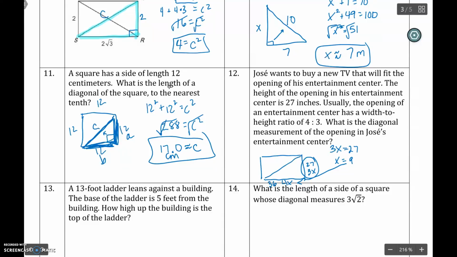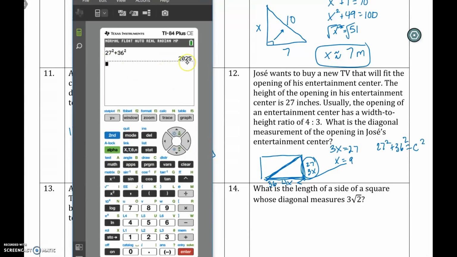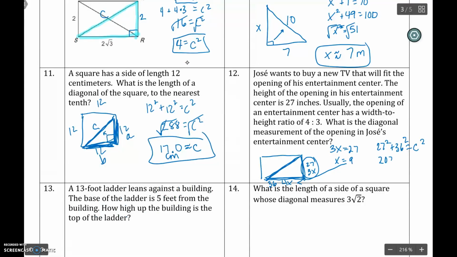They want the diagonal. So now I know 27 and 36 equals part of the Pythagorean theorem, and that would equal your c squared. So square them both and add them. And you can see if I do that, I get 2025 equals c squared. And they said, what is the diagonal measurement? So when I square root this, I will get a decimal. And so we are not going to round it because we are not told to. And it is inches.